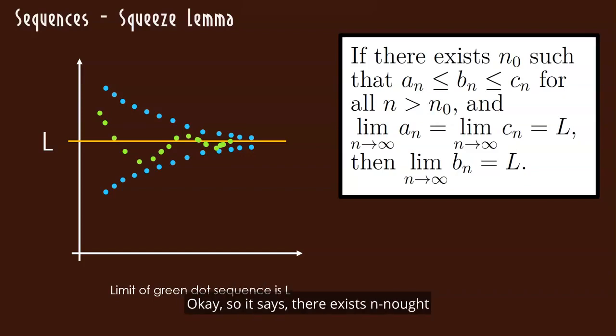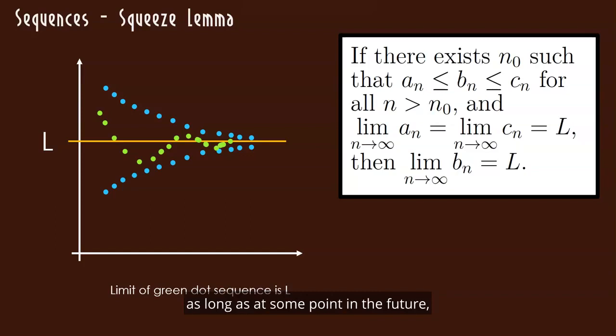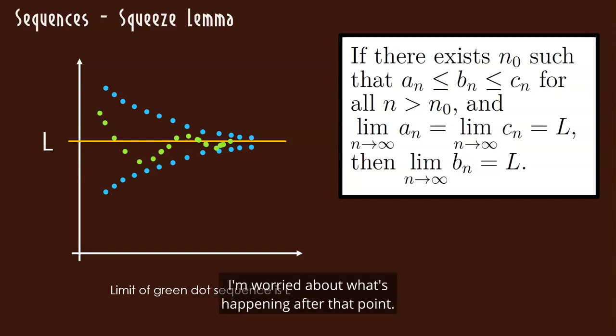Okay, what's this stuff at the beginning? It says there exists an n naught such that at every point after n naught, this inequality holds. Which means if there's some junk going on at the beginning, I don't really care about that. As long as at some point further along the x-axis this inequality holds for all points after that, I don't care what happens in the beginning. That's just noise. I'm worried about what's happening after that point.